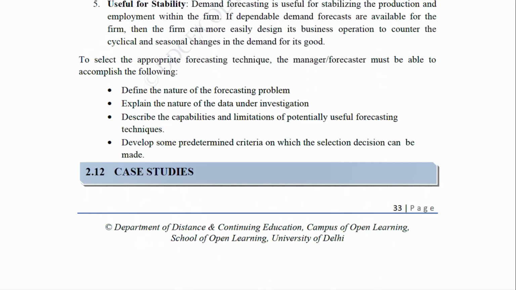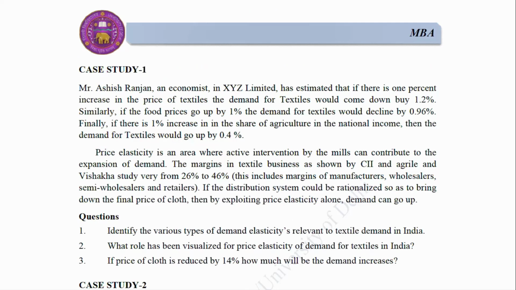2.12 Case Studies. Case study number 1. Mr. Ashish Ranjan, an economist in XYZ Limited, has estimated that if there is 1% increase in the price of textiles, the demand for textiles would come down by 1.2%. Similarly, if the food prices goes up by 1%, the demand for textiles would decline by 0.96%. Finally, if there is 1% increase in the share of agriculture in the national income, then the demand for textiles would go up by 0.4%.